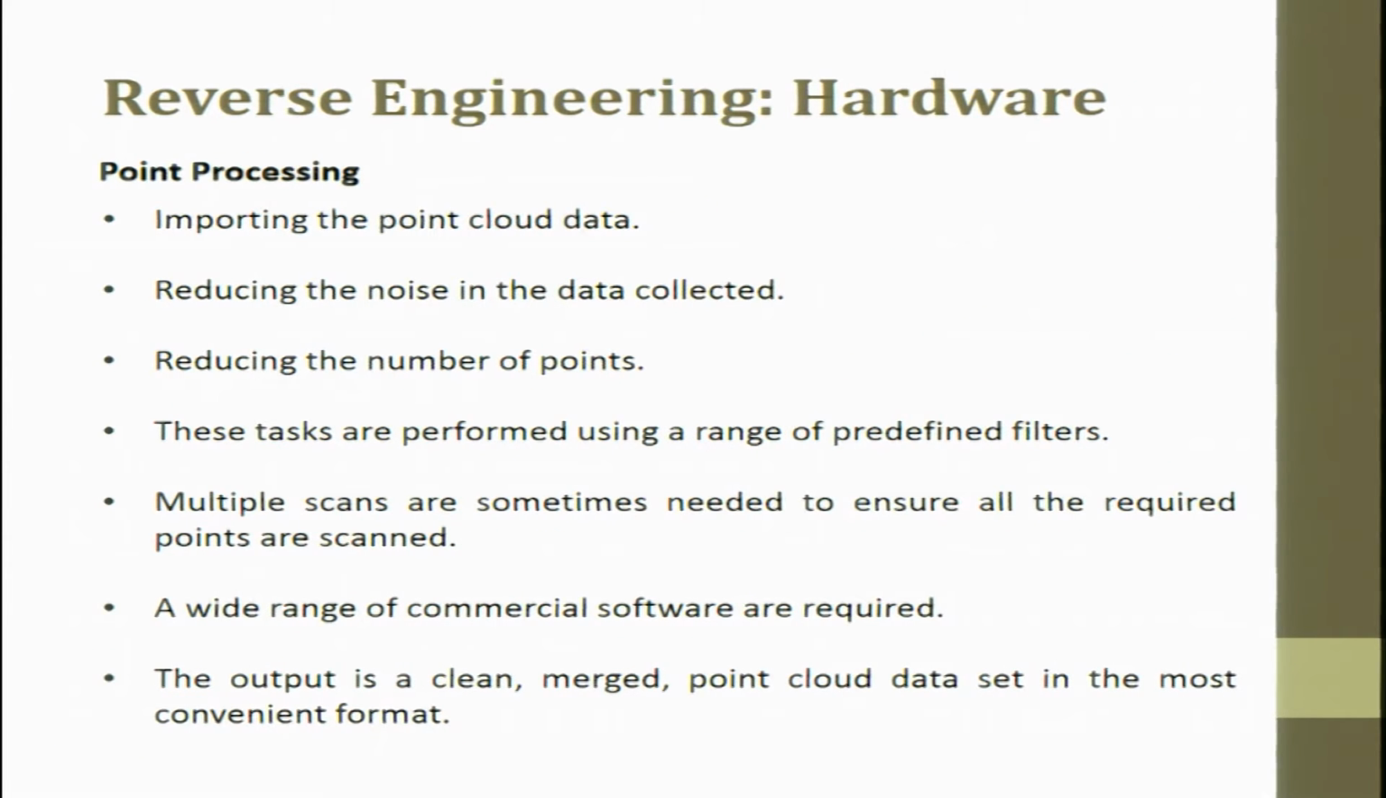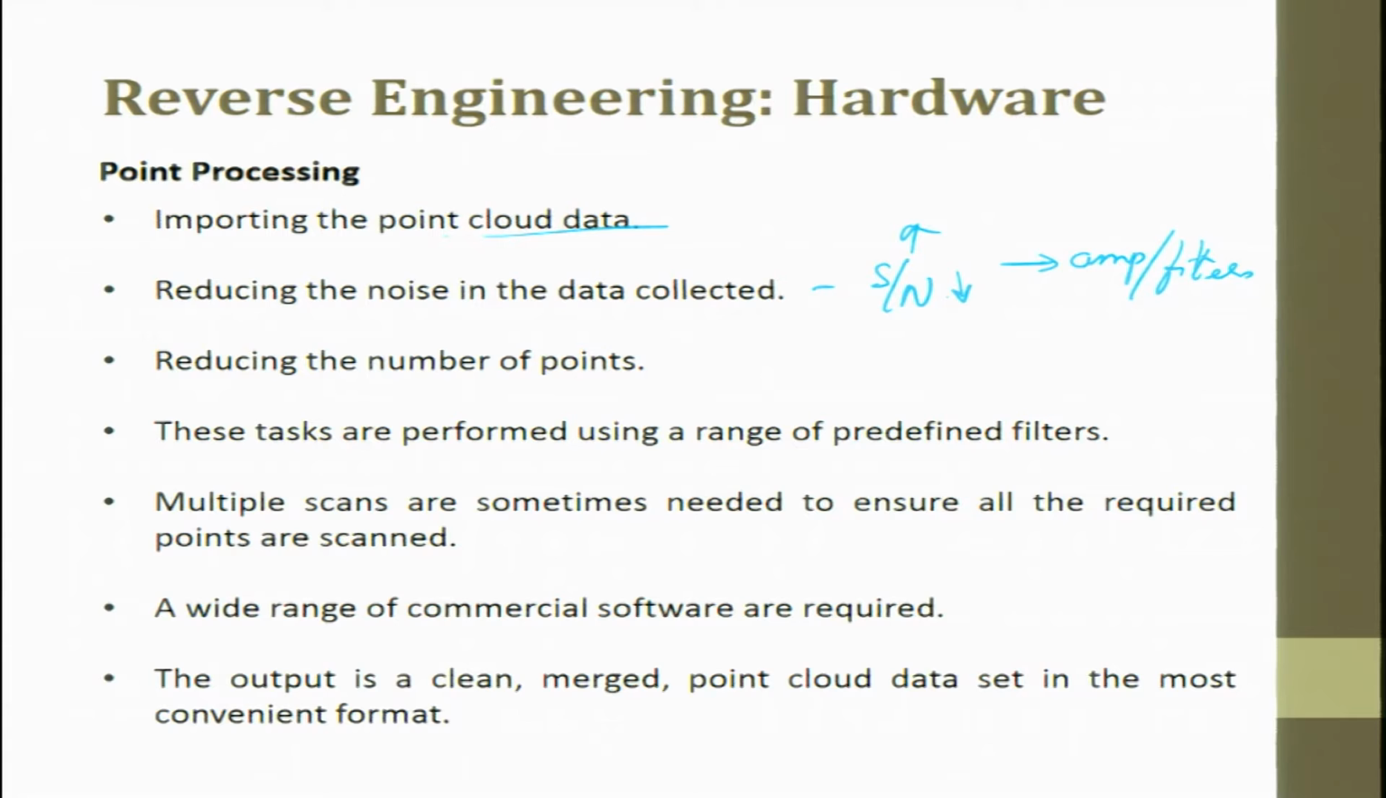Okay, point processing. So, importing the point cloud data and reducing the noise of the data. This is what signal to noise ratio is: you have to reduce the noise and increase the signal. You have amplifiers and electronic filters today, and they try to do the job.